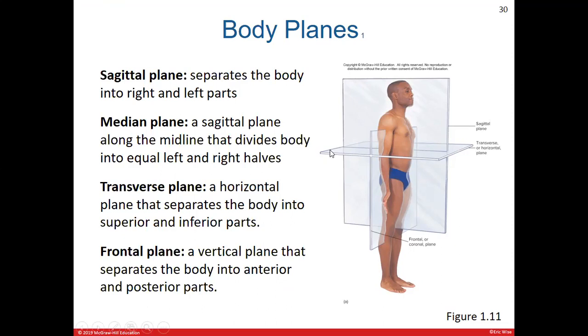Transverse, notice the transverse is going perpendicular to the sagittal plane. And so this is going across the body. This could be anywhere. They put it right around the navel region, but you can have a transverse plane anywhere throughout the body. And notice that it's separating superior and inferior. And then a frontal plane is one that is separating the body into anterior and posterior parts.